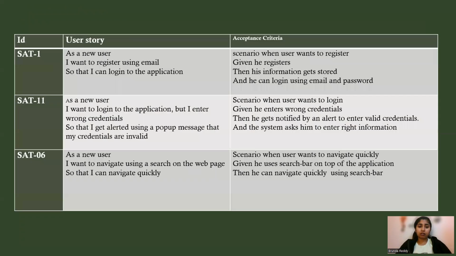Stories completed. As we discussed, as a new user, I want to register using email so that I can log into the application. When the user wants to register, he registers, then his information gets stored and he can log in using email and password. As a new user, I want to log into the application, but I enter wrong credentials, so that I get alerted using a pop-up message that my credentials are invalid. Then when the user logs in with wrong credentials, he gets notified by an alert to enter valid credentials and the system asks him to enter the right information.